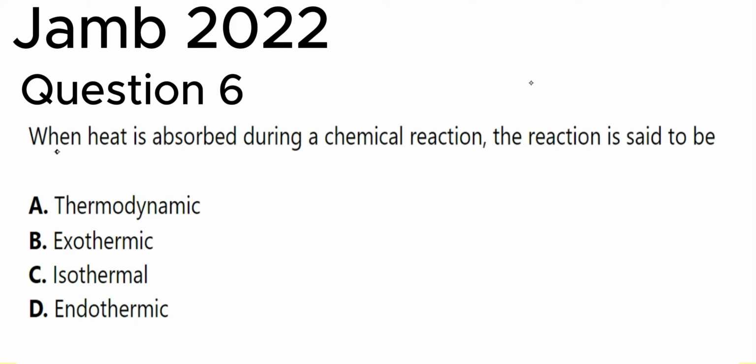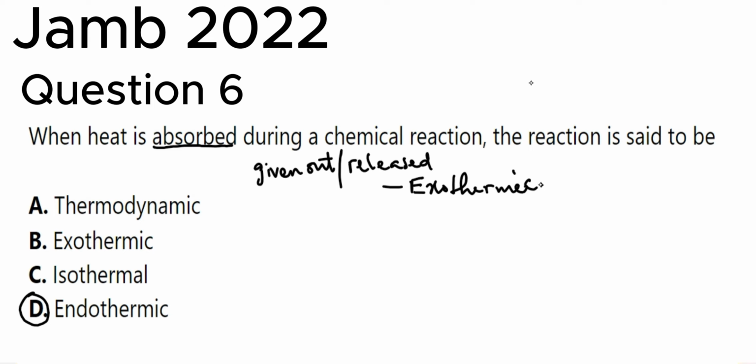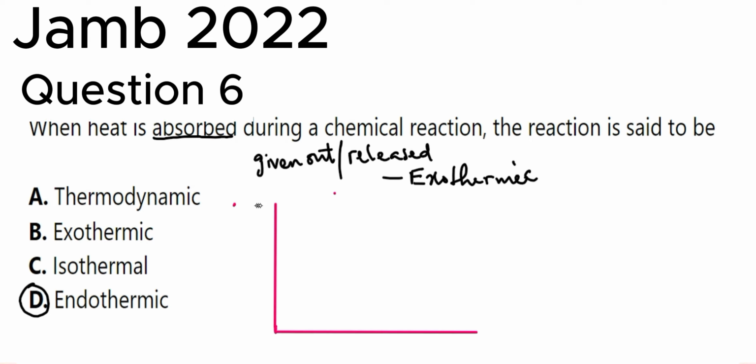Question number 6. When heat is absorbed during a chemical reaction, the reaction is said to be endothermic. When it is absorbed, the reaction is always endothermic. But if it is given out or released, we say that the reaction is exothermic. So that is endothermic and exothermic.